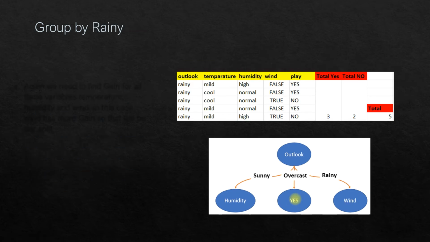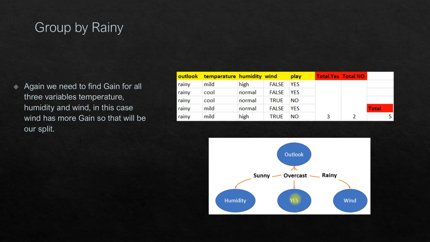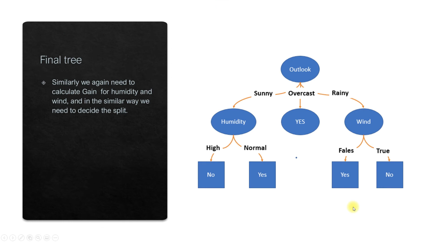Now we need to group the data based on rainy. Again we need to find the gain for all the three variables. The variable wind has more gain compared to the remaining two variables. That's why the next split of rainy would be wind. So this is how my final tree looks.